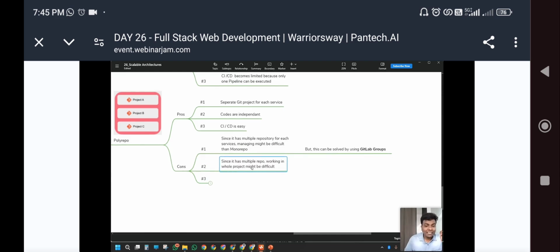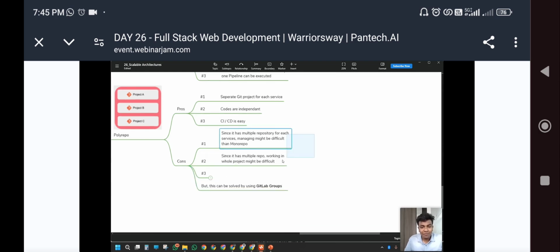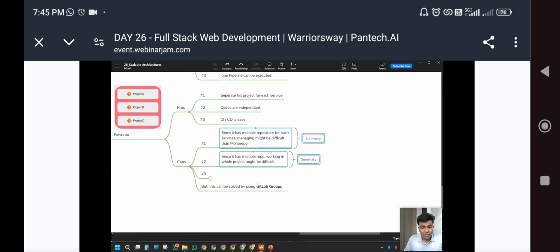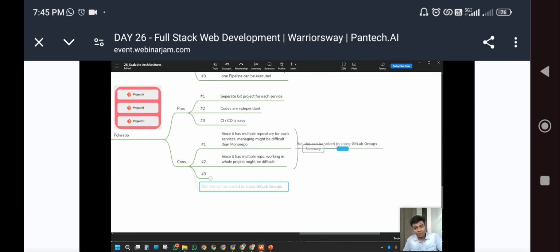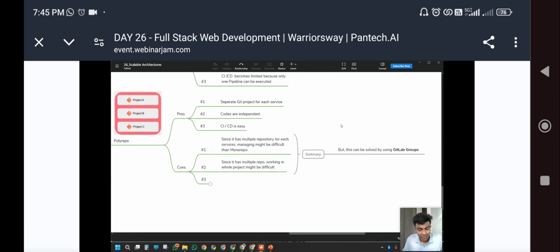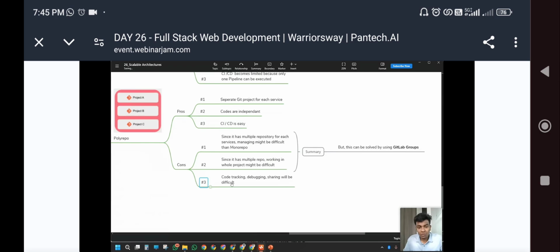And the second con is, since it has multiple repositories, working on the whole project might be difficult. Yes, that's the difficulty I've already talked about. And that is where we can use tools such as GitLab groups. Okay, are you clear? For this problem, since it has a huge number of repositories, we can solve it by using solutions like GitLab groups, so that the repos can be grouped together and you can work on any modification.